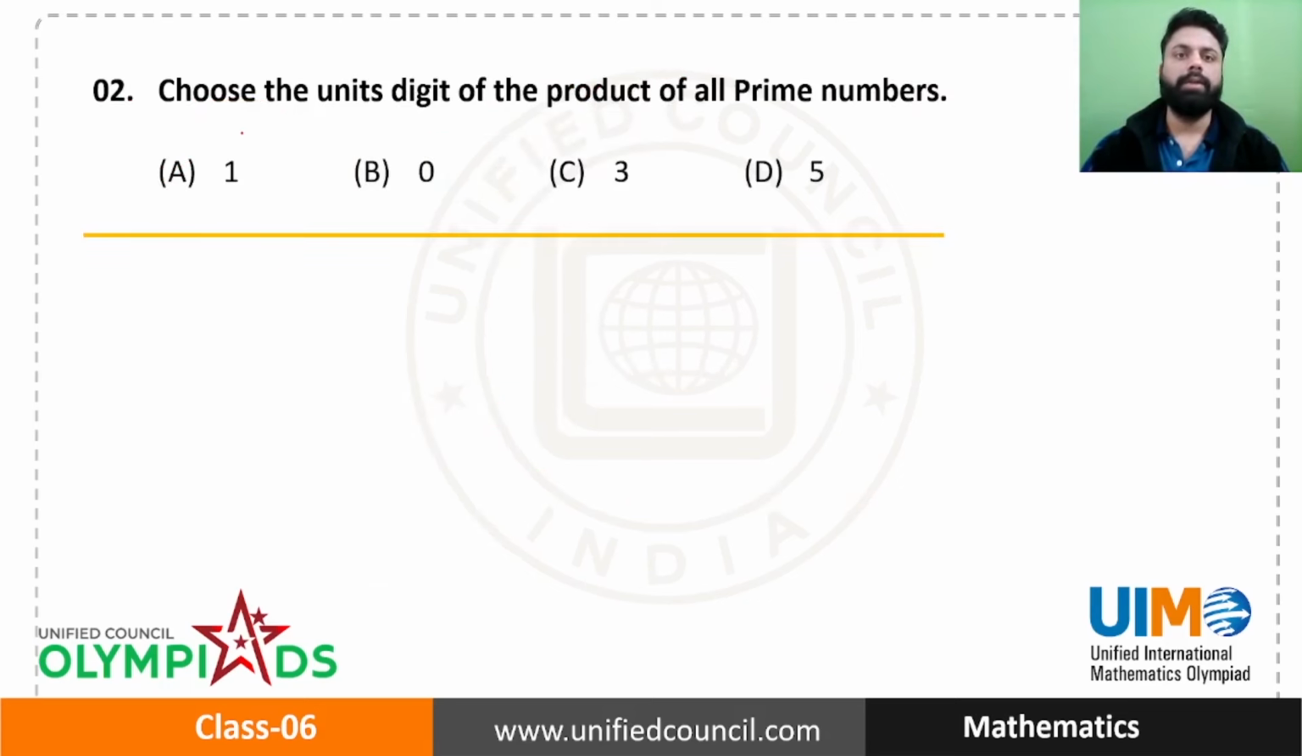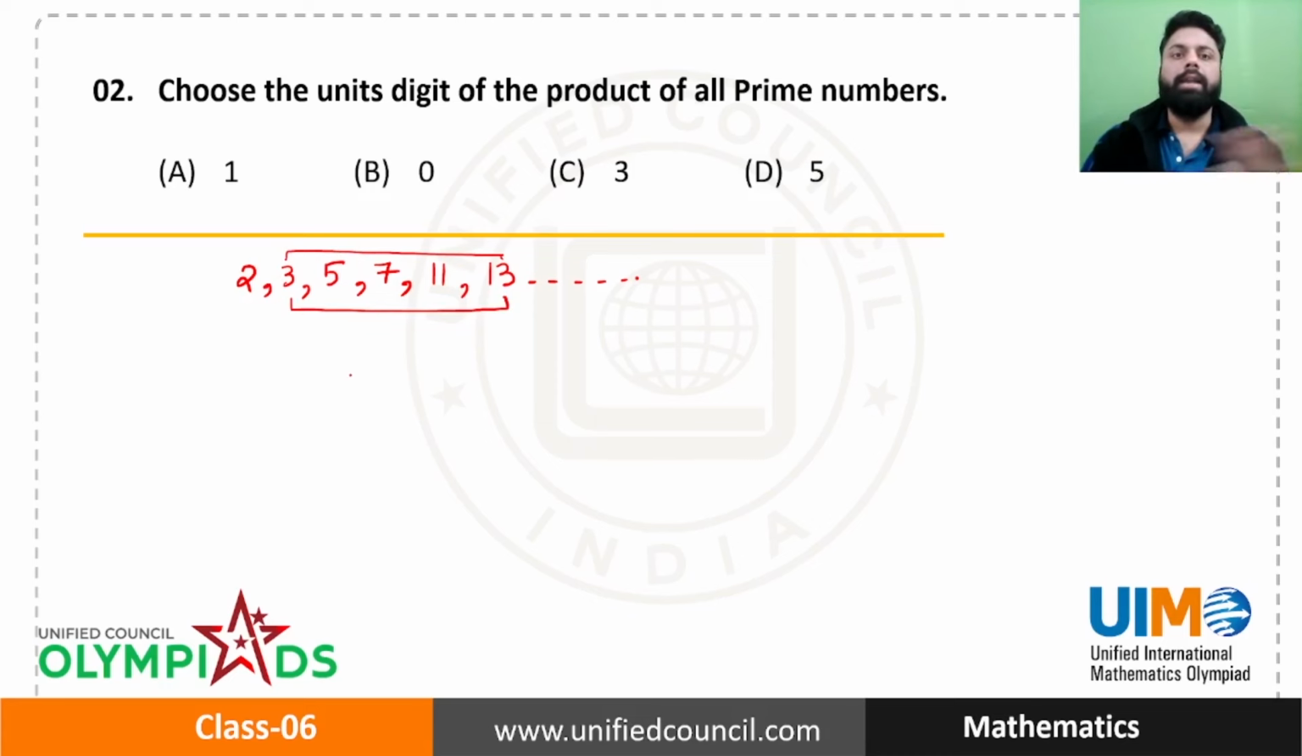Next one, choose the unit digit of the product of all the prime numbers. So see, prime numbers are 2, 3, 5, 7, 11, then we have 13 and so on. Let's try to understand this. See, all of them are odd numbers. All of these are the odd numbers.